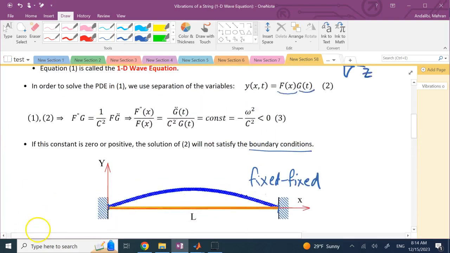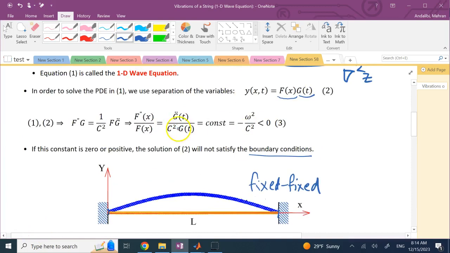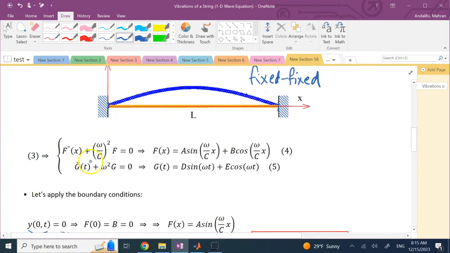So the left-hand side of this equality equals that constant, and the right-hand side equals that constant. That means f double prime plus omega over c squared f equals 0, and g double dot plus omega squared g equals 0. So g is of course going to be d sine omega t plus e cosine omega t, and f is going to be a sine of omega over c x plus b cosine of omega over c x. Both are harmonic functions. Good.